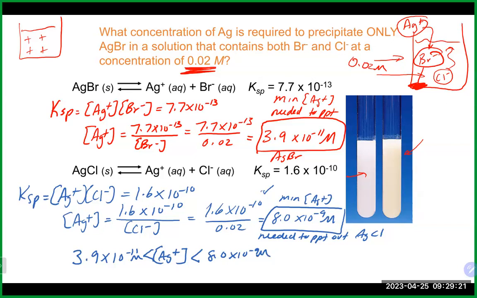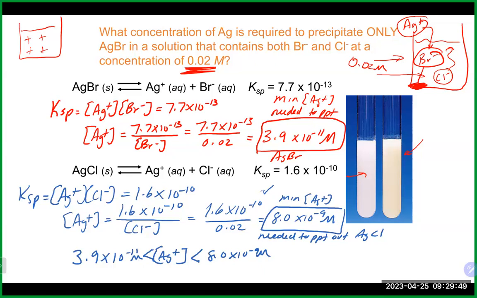So as soon as we hit a silver concentration of 3.9 times 10 to the minus 11, we will start to see some solid come out. And if we continue to increase the silver concentration, but keep it less than 8 times 10 to the minus 9, we will still see solid come out, right? And you keep doing that, you can increase it a little bit more if you want. At some point, we will again stop seeing solid come out. At that point, we know that we have hopefully precipitated out all of the silver bromide.